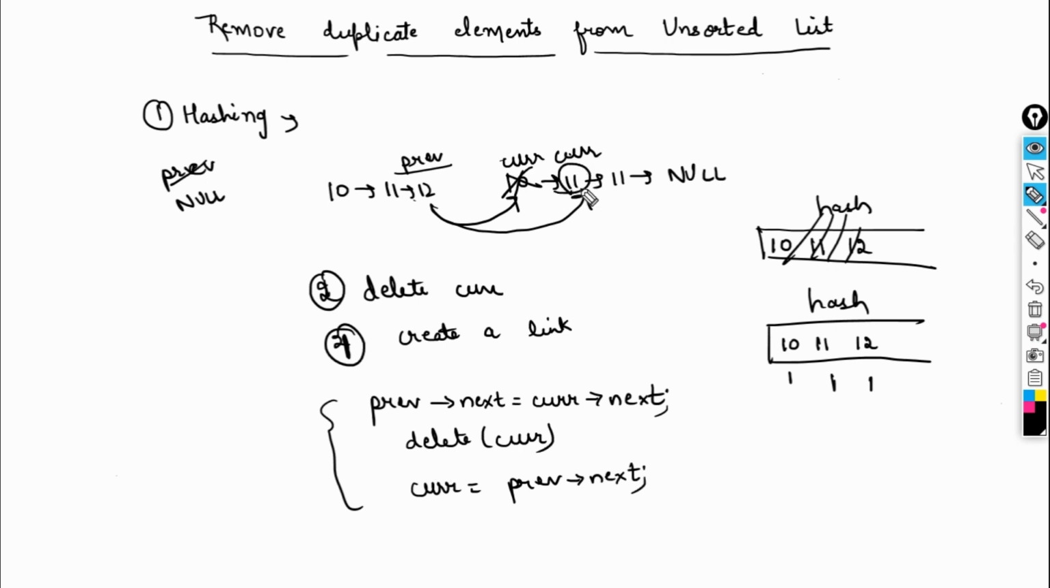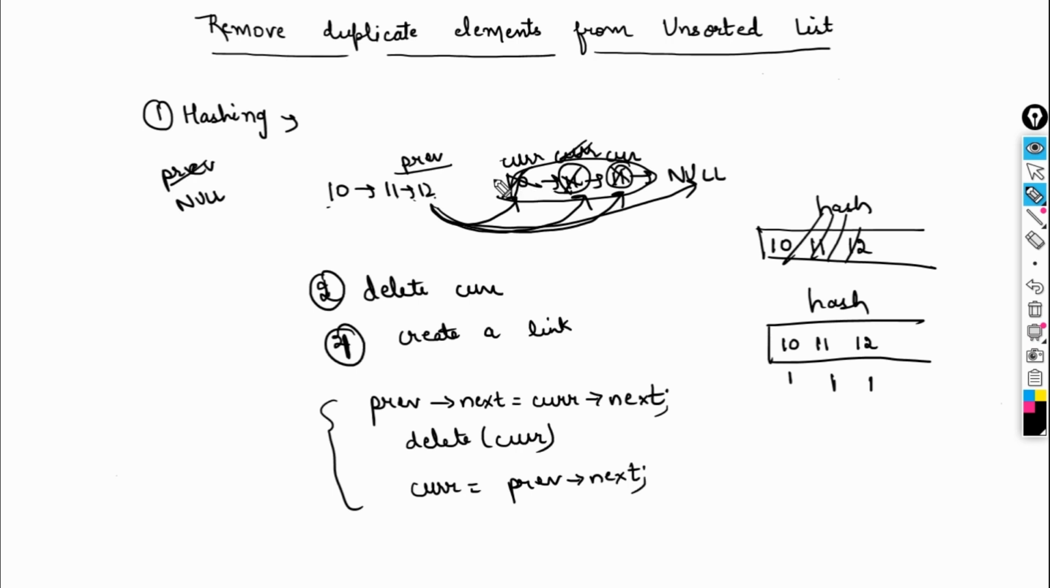Now again you will check for 11. 11 is already present because the count is 1. So now again you need to follow the same steps. Remove current from here, take it here, remove this element and make a link from here to here. And again 11 is present, remove it and make a link from here to here. And I think we'll be done. All these elements have been removed. We have 10, 11, 12 left inside our list, and this is what we want as our list, because we need to remove all the duplicate elements from it. So I think this is clear.